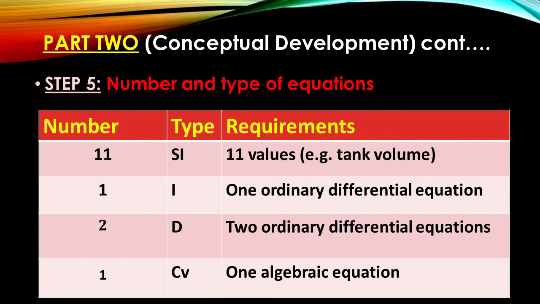Okay. Next step is the number, and then you summarize it. If you go through the whole model, because I only listed a few of those variables, you would get 11 system input variables, like the mass of the tank. Therefore, you need 11 values. You've got one independent variable, which is the time we saw. So you need one ordinary differential equation for that. And you have two dependent variables, which are the temperatures in the two tanks, so you need two differential equations. And then you've got one CV variable, which is the outlet temperature of the cold water.